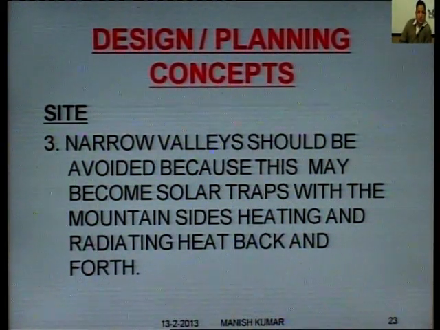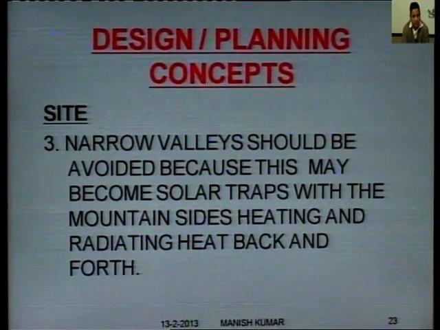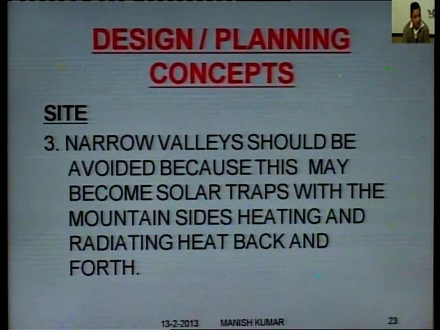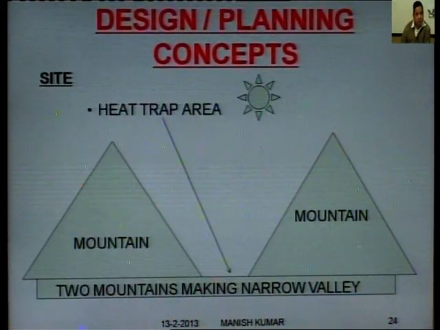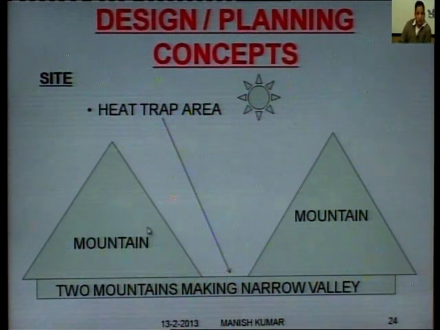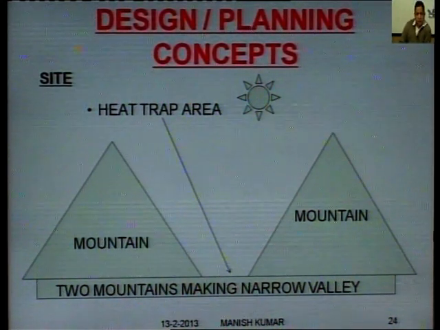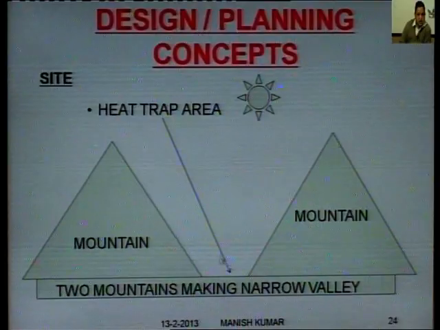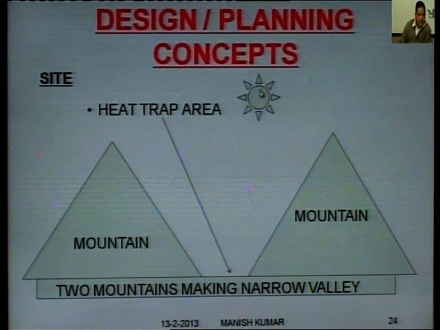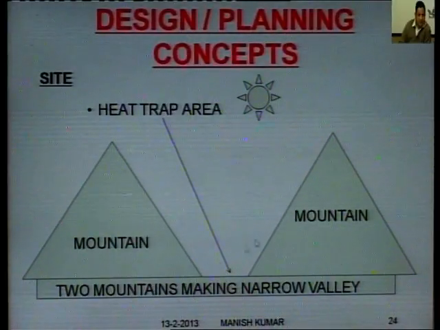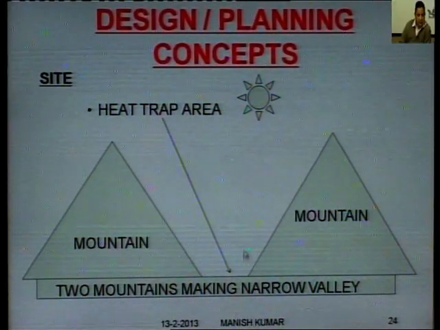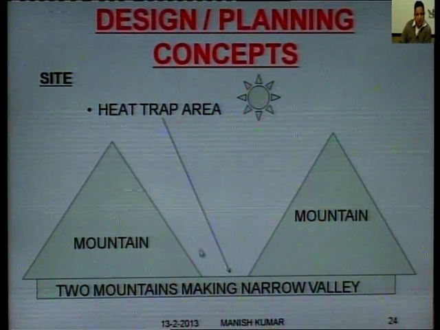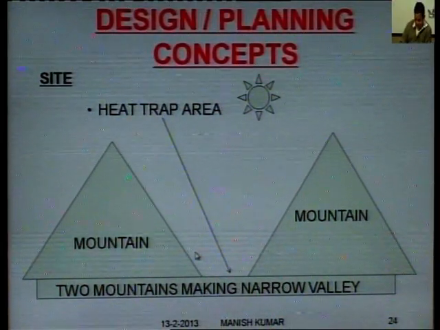The next point is that narrow valleys should be avoided because they may become solar traps, with the mountain sides heating and radiating heat back and forth again and again. This point will also be clear with this slide. So this is one mountain, this is a second mountain, and this is the valley. This is not a suitable place for this type of climate, because when sun rays fall on these mountains, they will reflect and a heat trap will be formed in this area. So narrow valleys should be avoided for construction in hot and arid climates.